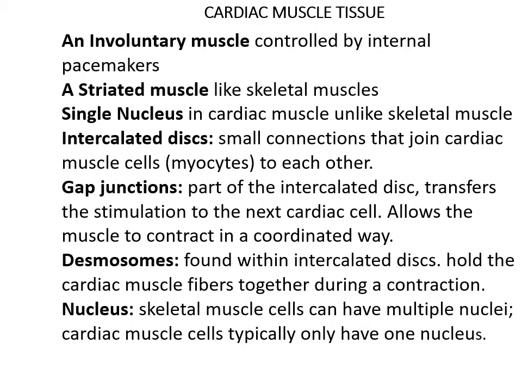Okay, so what about cardiac muscle tissue? Cardiac muscle is really an involuntary muscle because it's under the control of pacemakers within the heart itself. So the heart has its own nervous system, really, that starts with an internal pacemaker that sends out a beat, and that's called the SA node, the sinoatrial node. And that's up high in the atrium, in the right atrium.